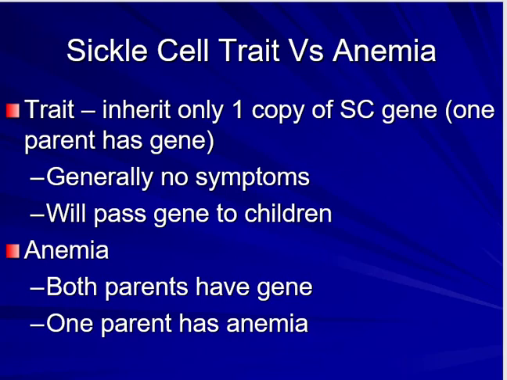Both parents have the gene or one parent has the anemia. So that is how someone's parents might be well, but each one of them has the trait, and their child can then have sickle cell anemia, or one parent has sickle cell anemia, the other parent is well or has the trait, and then their child has sickle cell anemia.